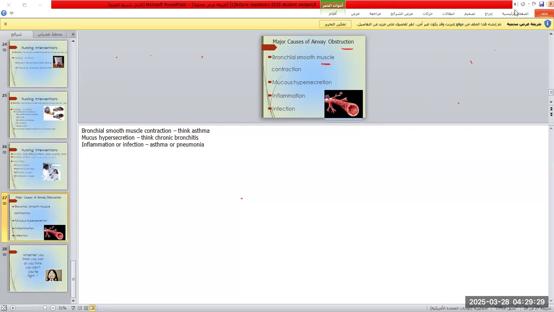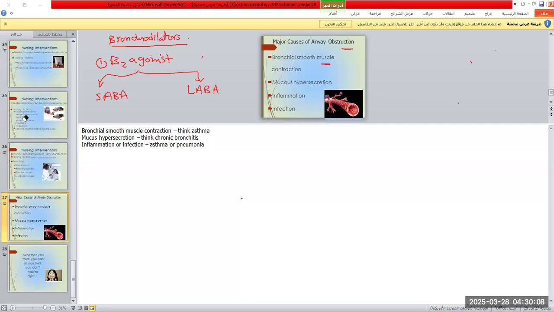So, let's continue and talk about medications. The first family is the bronchodilators. We have three options. The first one is beta 2 agonists, and we have two types of those: the first is SABA and the second is LABA.